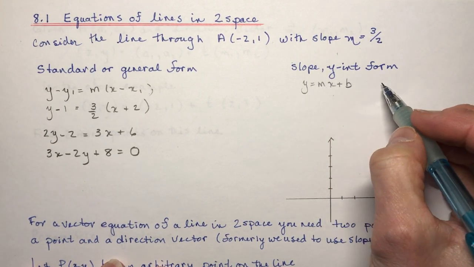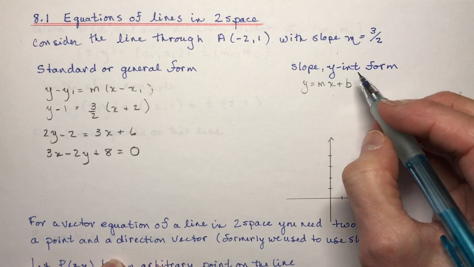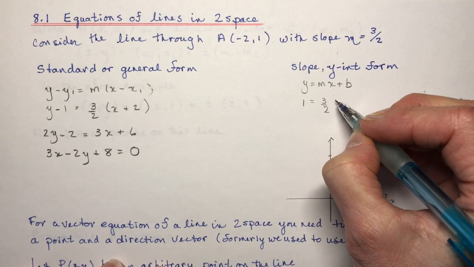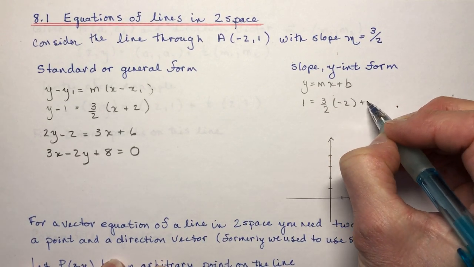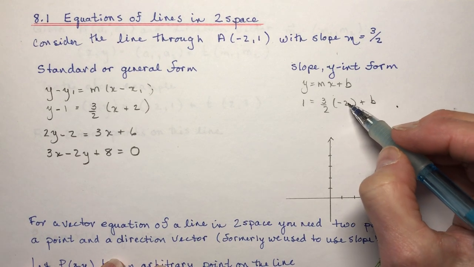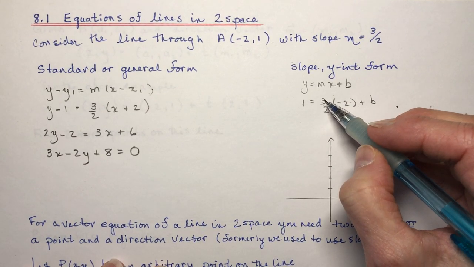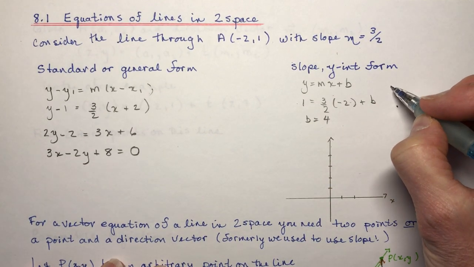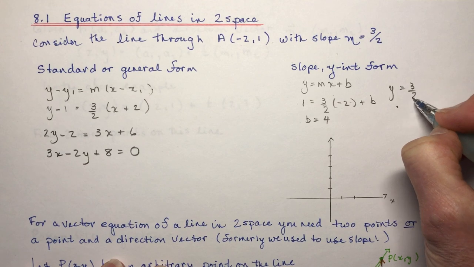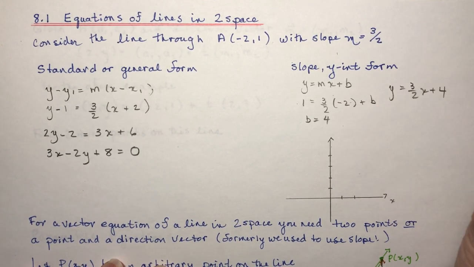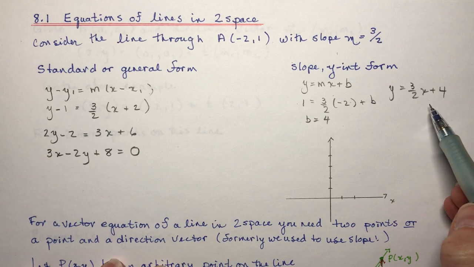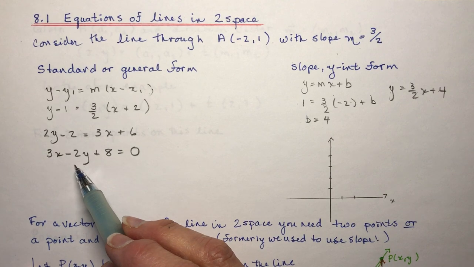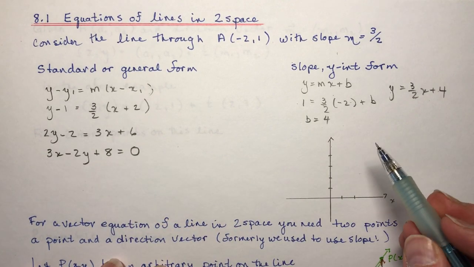If we did the slope y-intercept form now, we would say, well, y here was 1. y equals 3/2 times x, which is minus 2, plus b. Remember, we're solving for b here. And that would give us minus 3. Add it to the other side, gives us 4. So b is equal to 4. And then you would write it out as y equals 3/2 x plus 4. So that's the slope y-intercept form. And you can see that if you multiplied everything by 2 here, you'd have 2y, 3x, and 8, which would give us back the standard form.